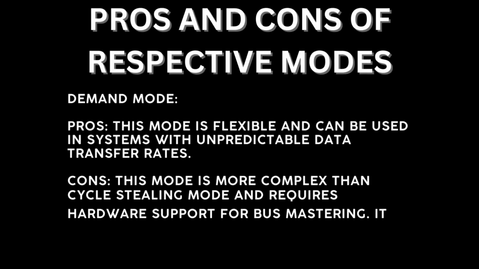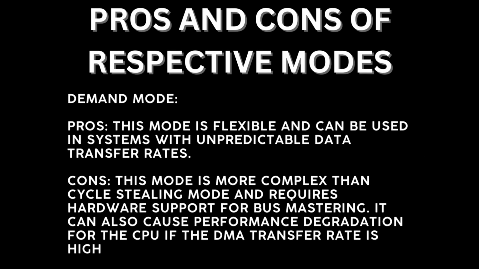Third, demand mode. Pros: this mode is flexible and can be used in systems with unpredictable data transfer rates. Cons: this mode is more complex than cycle stealing mode and requires hardware support for bus mastering. It can also cause performance degradation if the DMA transfer rate is high.